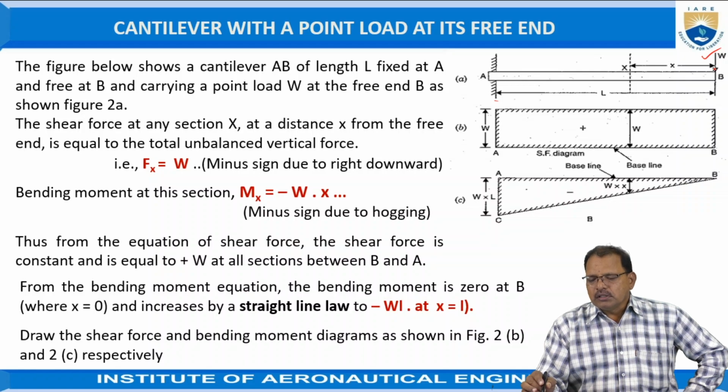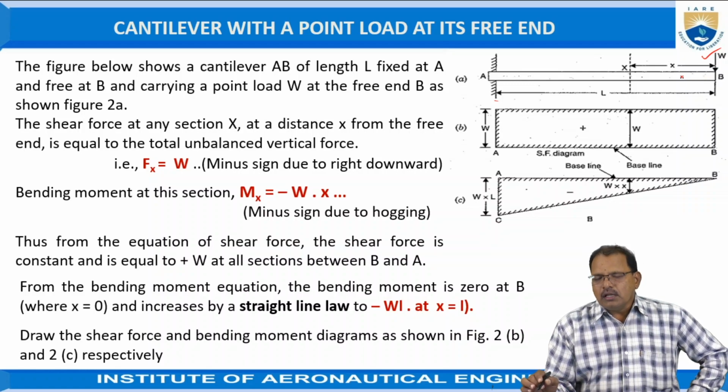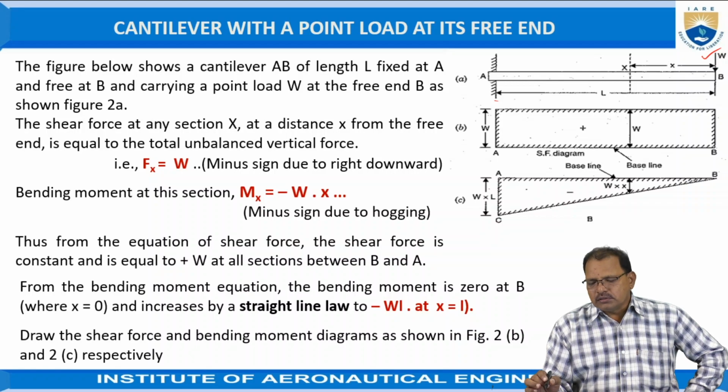Why? Because the resultant of this force always tends to slide the beam in the downward direction by keeping the left-hand portion upward. Hence, according to the sign conventions, it is treated as a positive force. So the shear force is positive, and when moving toward the fixed end A, the unbalanced force W remains constant, as shown in the figure.